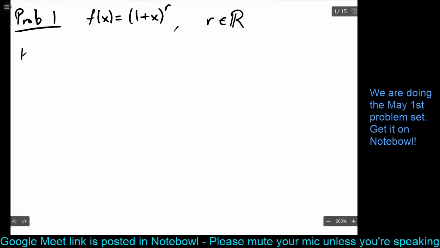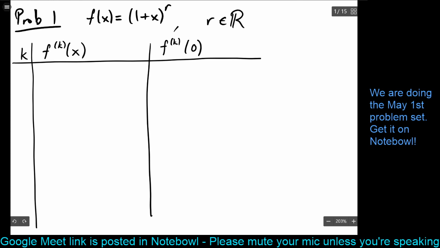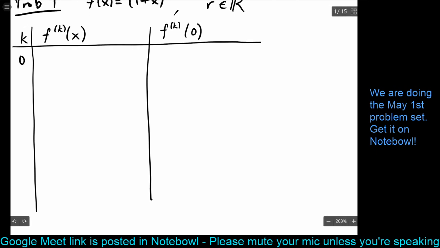So what we're going to do is our usual. All right, so we're going to make our chart as we always do, and try and find a pattern to these. All right. So when k is 0, obviously the function doesn't change at all. And so if we plug in x equals 0 here, this is just 1. All right, no big deal.